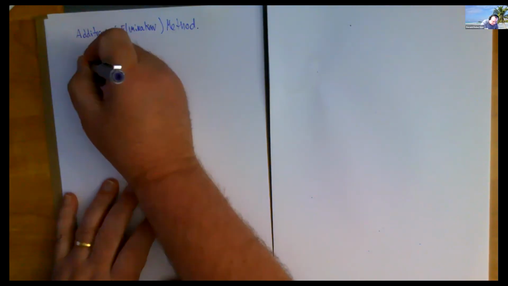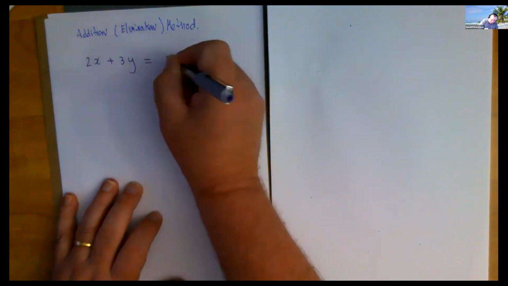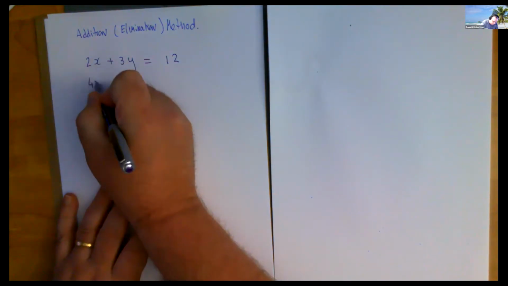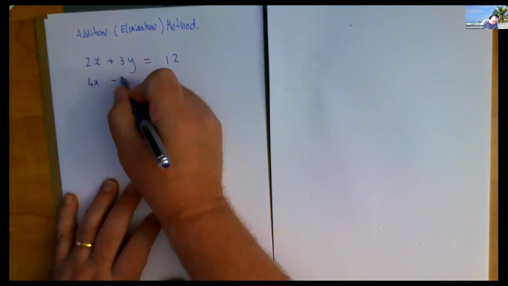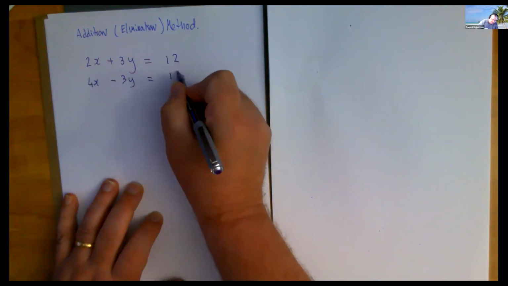So imagine that you had two equations. The first one was this guy. And the second guy was that.